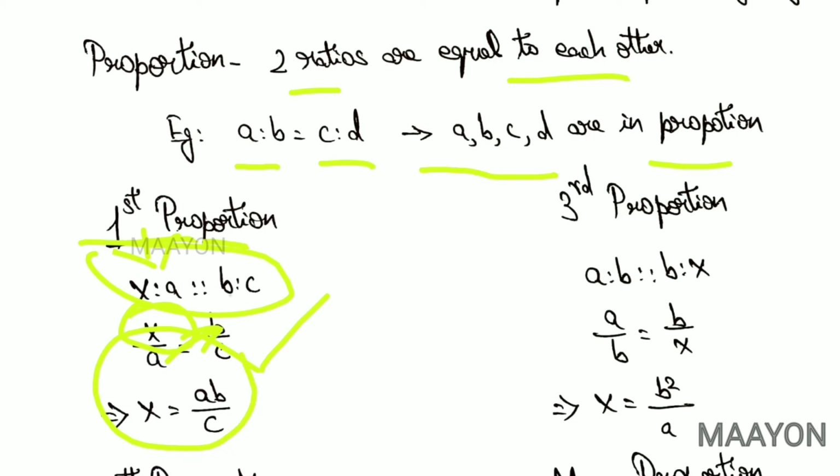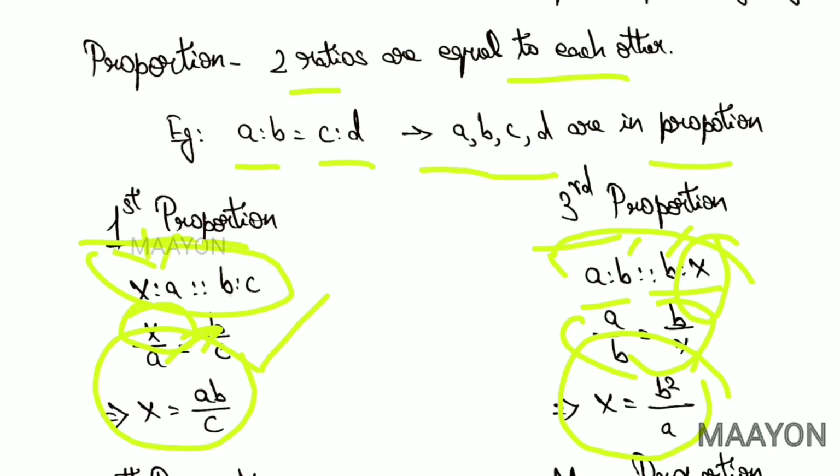Now the second type, the third proportion. Here also A is to B equals to B is to X. So these 4 are in proportion. This can be written as A by B equals to B by X. Here we have to find the third proportion. Here the first term is A, second term is B. In the second ratio also the term B appears. It should be the second term. So the third term is X. So finding the X, we are cross multiplying. Taking the X to the right side and B to the left side, we are getting X equal to B square by A. This is the equation for third proportion.